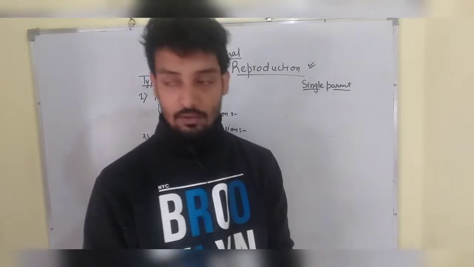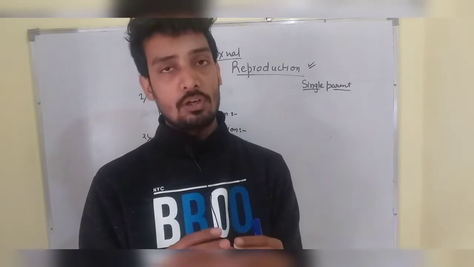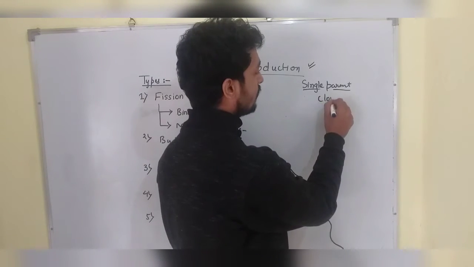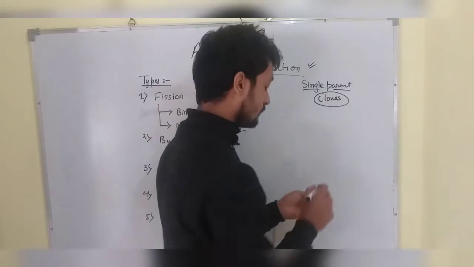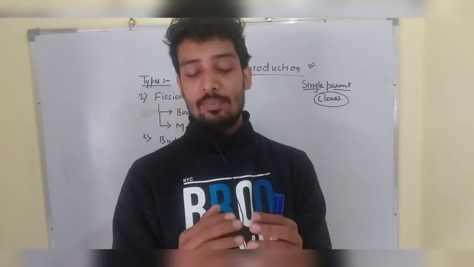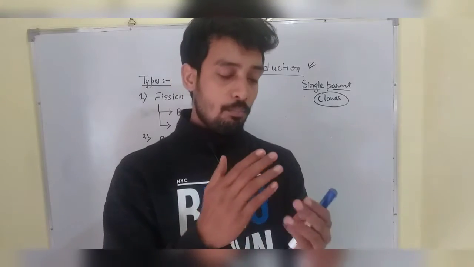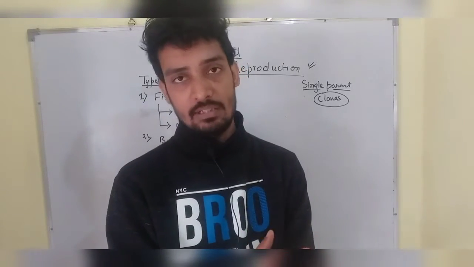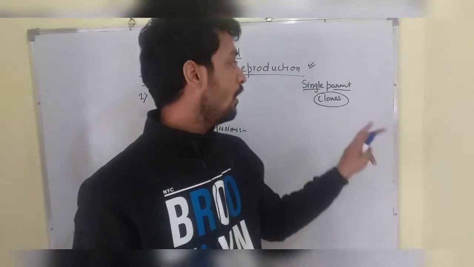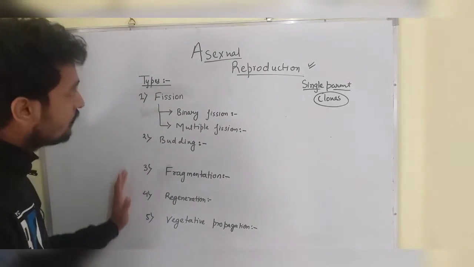Now, the offspring or the individuals that are formed out of asexual reproduction are called clones. Why are they called clones? Because the offspring are exactly similar to each other. They are morphologically and genetically similar. So the offspring produced out of asexual reproduction are called clones. Is it clear?